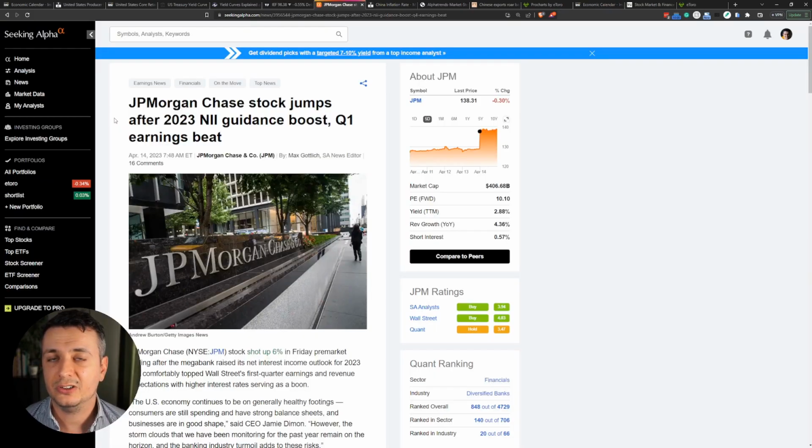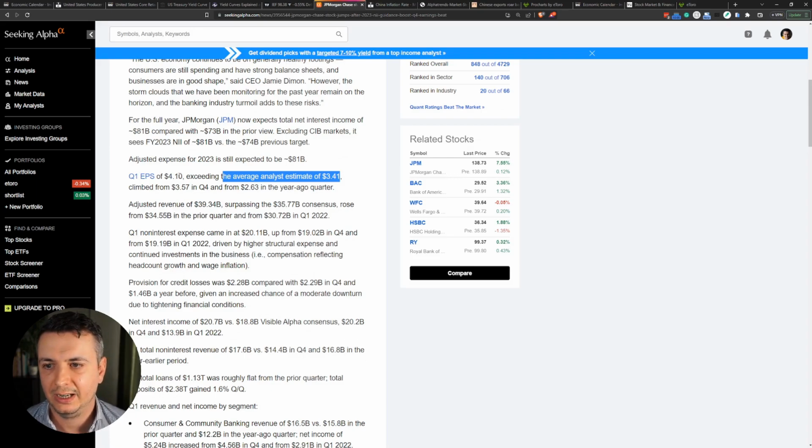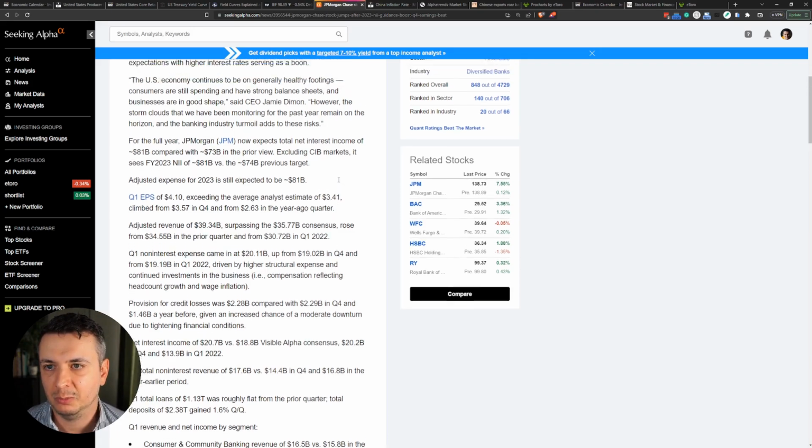Something else we saw towards the tail end of last week, an event that I was particularly interested in, was JPMorgan Chase's earnings report. The reason that I was very interested in this is because with the turmoil in the banking industry, JPMorgan Chase is likely to have seen a huge inflow of customer deposits. The bank did so well that the EPS number came in at $4.10, exceeding the average analyst estimate of $3.41. This is a huge beat, particularly given the economic situation that we have at the moment.